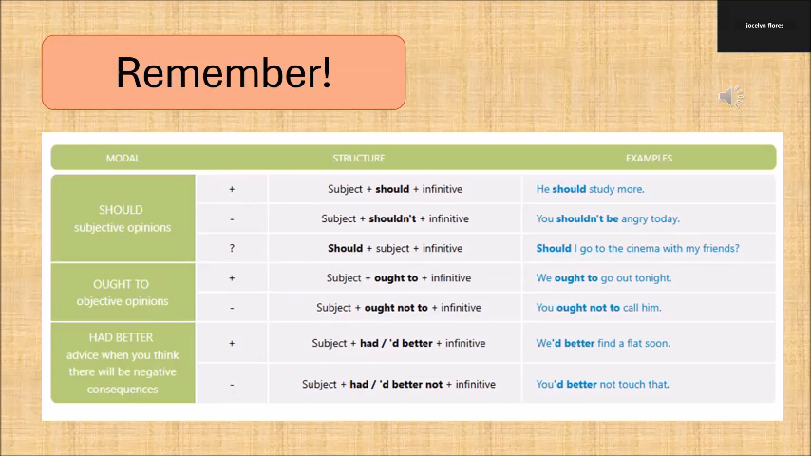Had better refers to advice when you think there will be negative consequences. In affirmative, subject plus had or 'd better plus infinitive. For example, we'd better find a flat soon. In negative, subject plus had or 'd better not plus infinitive. For example, you'd better not touch that.